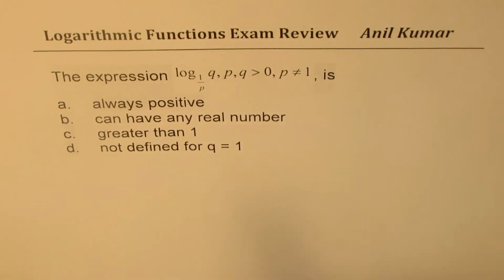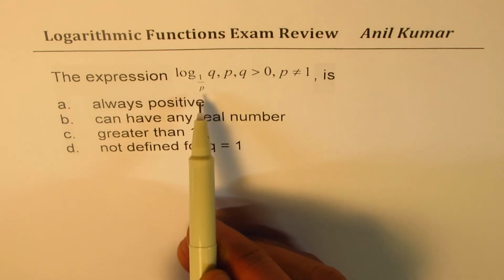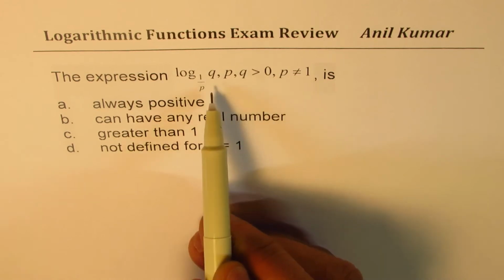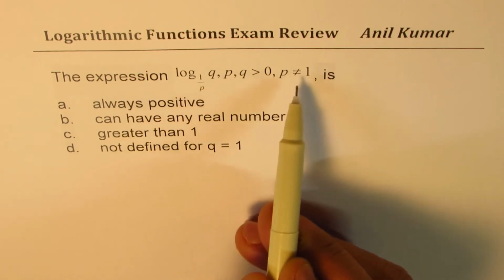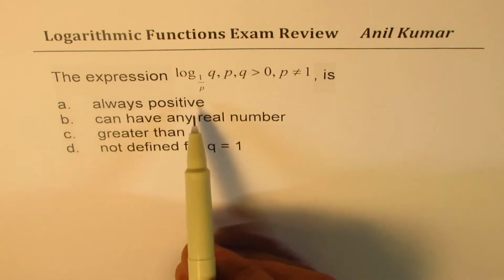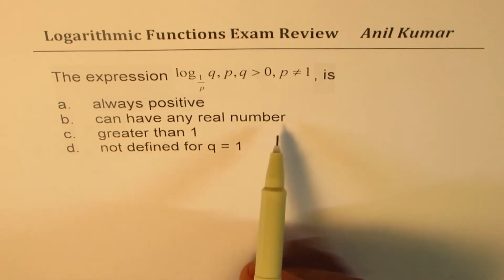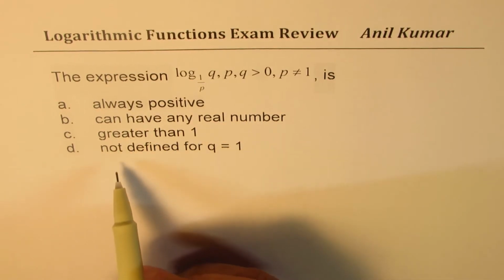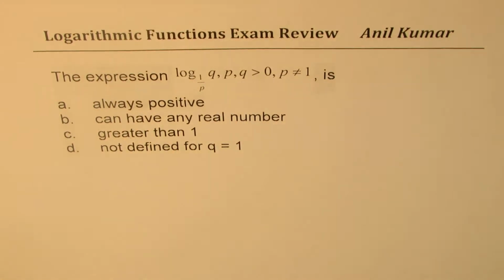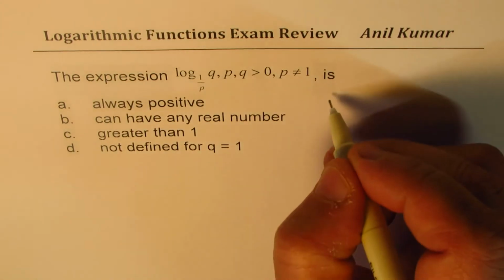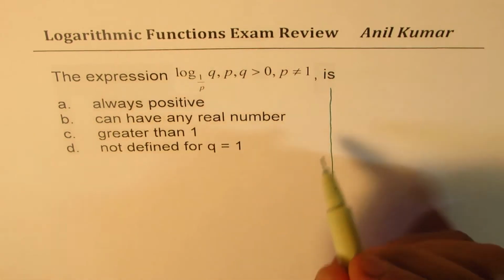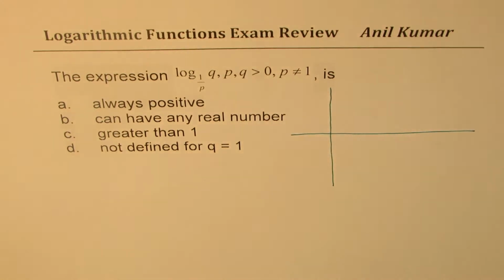So the question here is, the expression log to the base of 1 over p of q, where p and q are greater than 0, p is not equal to 1, is always positive, can have any real number as its output value, is greater than 1, or is not defined for q equals 1, right? So this is very much like our previous question, but here we are basically talking about the range, right? So when we say this expression is equal to what, we are actually looking into the range.